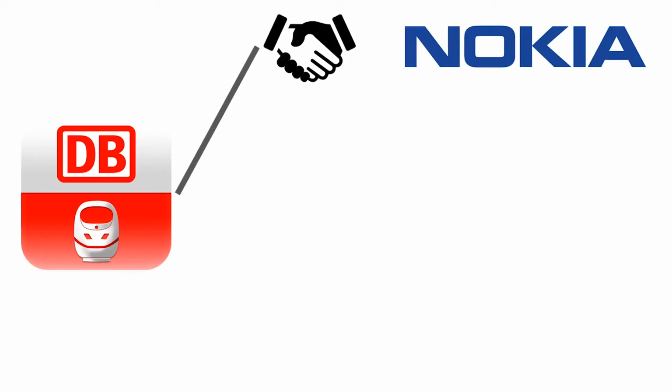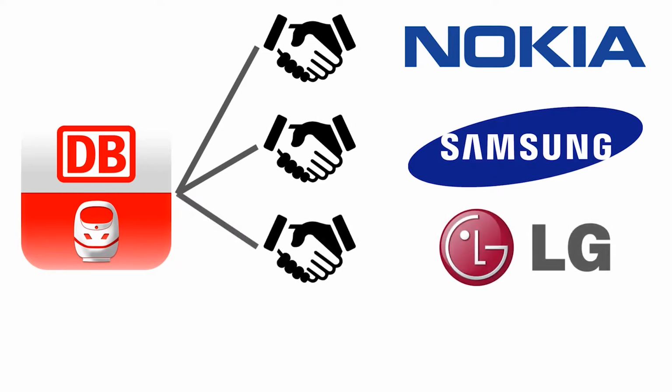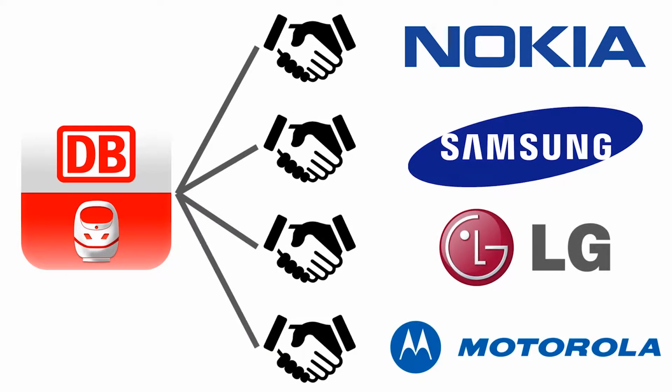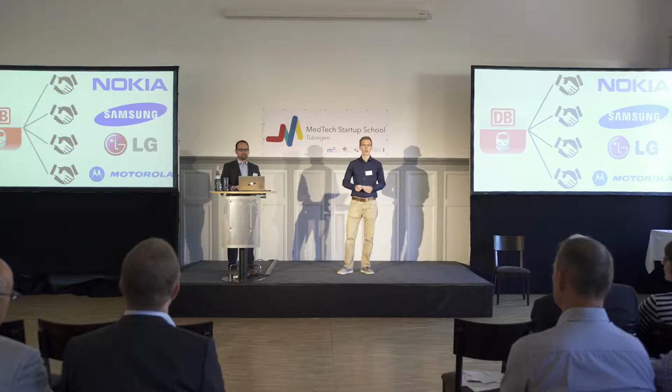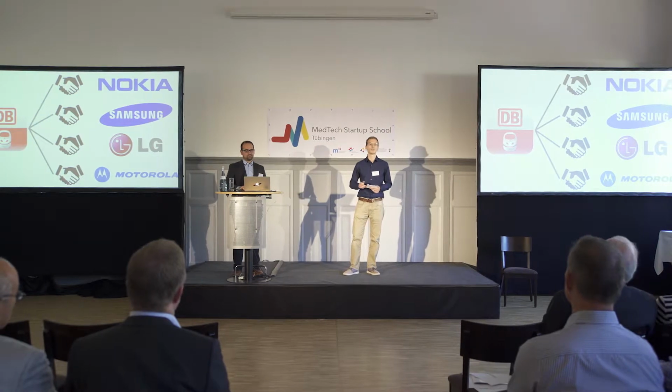A Deutsche Bahn app for train schedules simply couldn't have been developed. It would have required negotiations between Deutsche Bahn and Nokia and Samsung and LG and Motorola separately. Not to mention the efforts to adjust software for each and every phone. Although the technology was there, innovation was prevented.